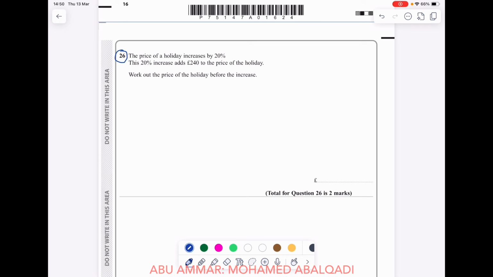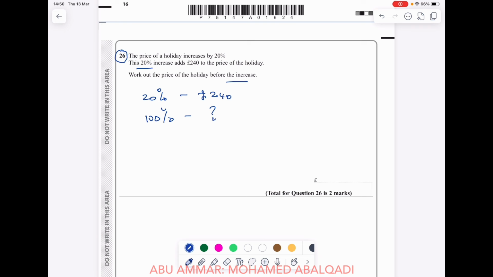Question 26 is our next question, and we are told the price of a holiday increases by 20%, and this 20% increase adds £240 to the price of the holiday. So work out the price of the holiday before the increase. So 20% adds £240 to the price of the holiday. So we are told to find the price before the increase, which was the original price and which is 100%.